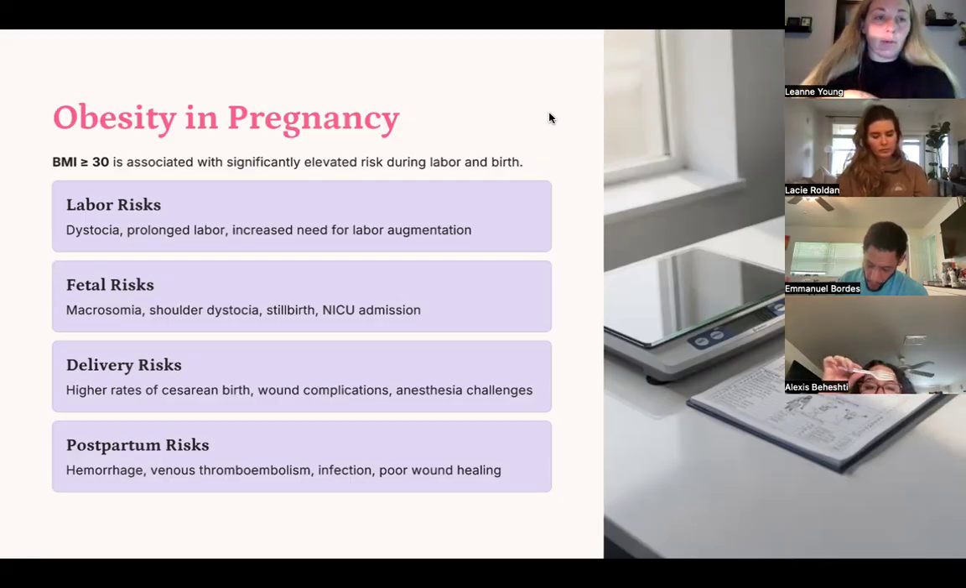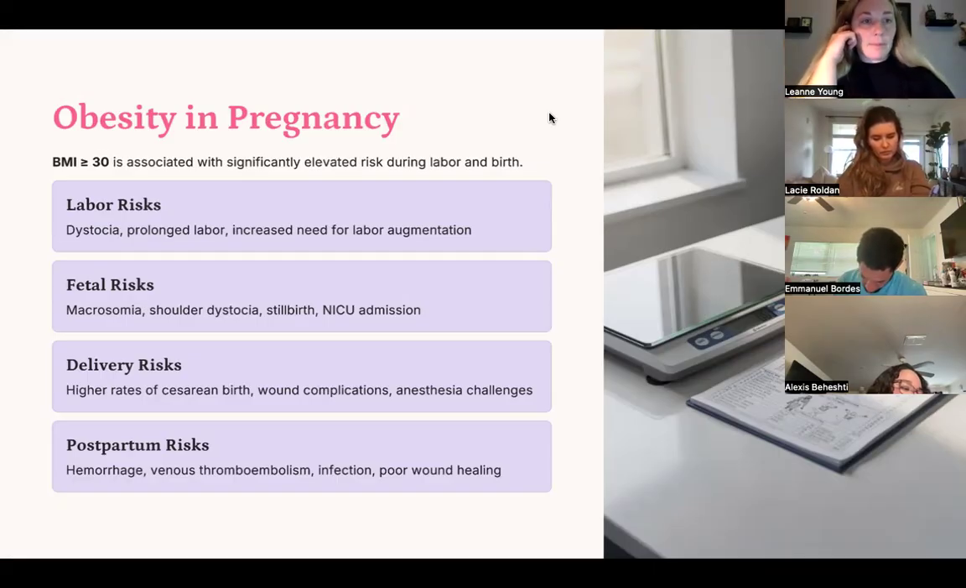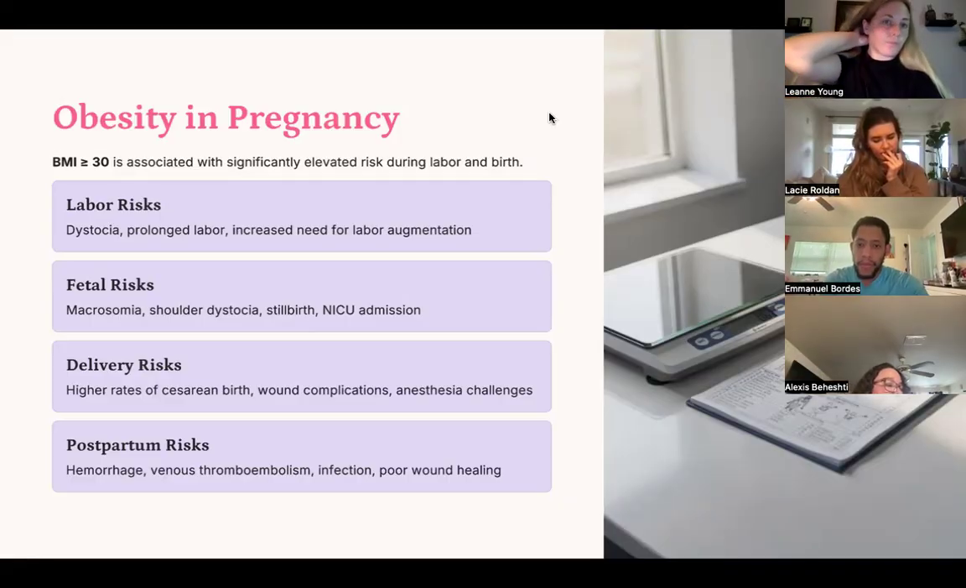Wound complications can arise. From a cesarean birth, we need to make sure we're educating those patients to keep their incision clean and dry, especially if they have a larger abdomen. They need to keep that incision nice and dry following the surgery. Anesthesia challenges can also arise in the obese population. Sometimes they may need more, and they may not wake up as quickly from a general. There are some complications associated with that.